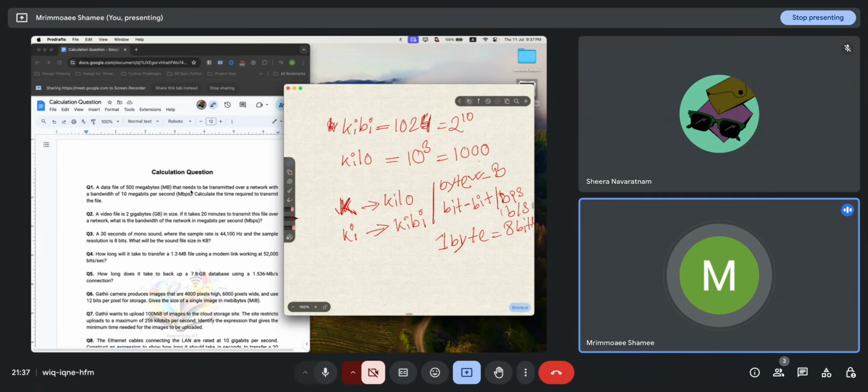One of the examples here says Mbps. Mbps means megabit per second. And the other example is this, bit per second. This also means megabit per second.